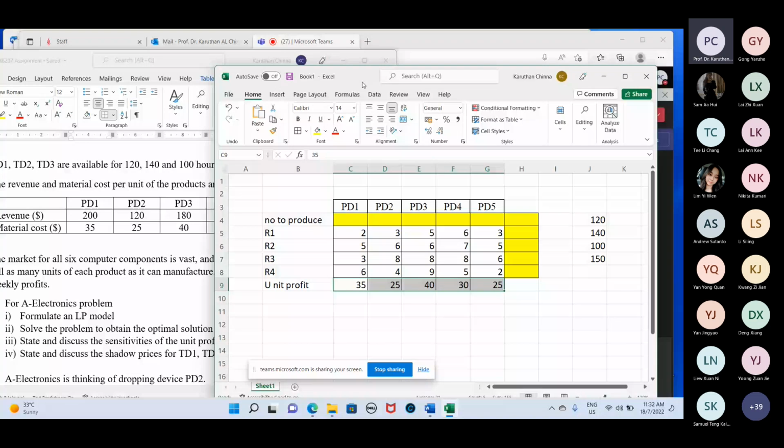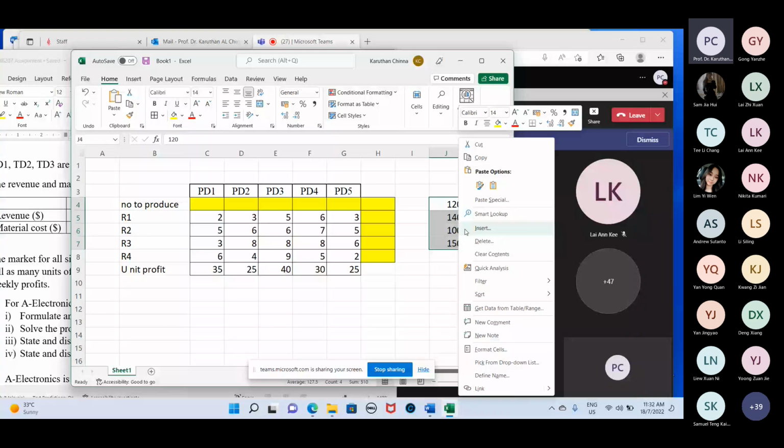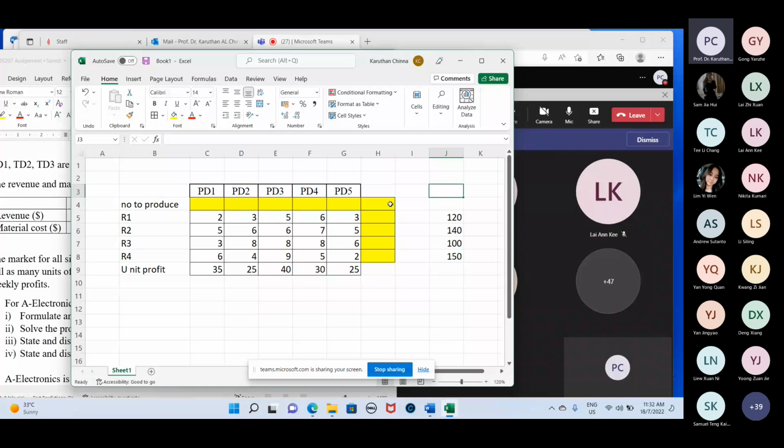What's the constraint? Is it less than or more than? Come on, less than or more than? Less than because they are resources. So this is what's used, and this is what's available.